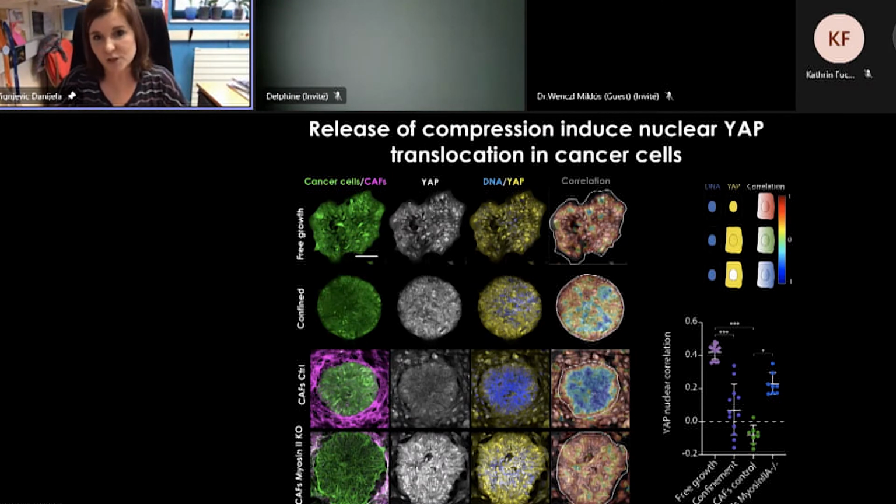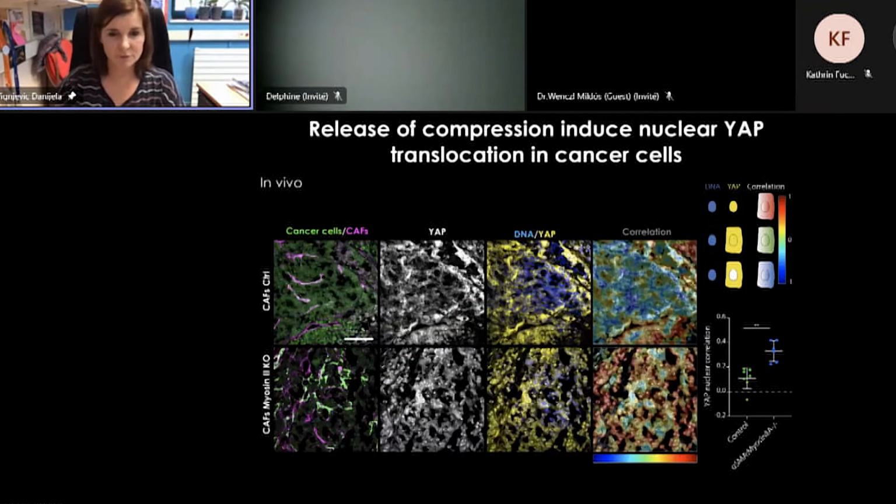So that would mean that in vitro, the cancer cells are able to feel the compression of the fibroblasts and modulate the YAP localization. The same thing we see in tumors in vivo. In the control situation, when the fibroblasts compress cancer cells, the YAP is mostly cytoplasmic. And in the situation when the fibroblasts are not contractile, the YAP becomes more nuclear.